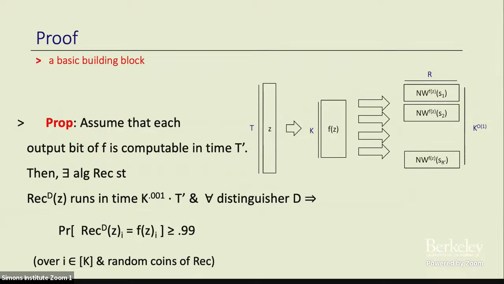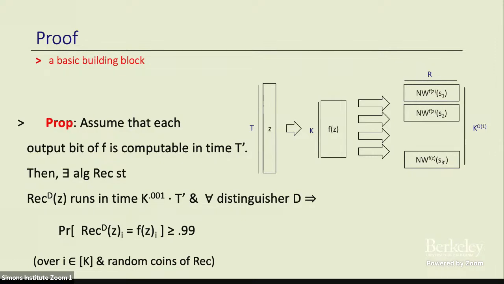So then I need to talk about the property of this construction. I'm not going to give you the proof, but the only thing we need is this: assume that each bit of F is computable in time t prime. Then there exists a reconstruction algorithm that runs in time k to the 0.001 times t prime, such that for every distinguisher that breaks this generator, the reconstruction with the distinguisher as an oracle can compute an approximate version of F of Z. Here the randomness is over i from 1 to K, and also the random coins used by the reconstruction algorithm.